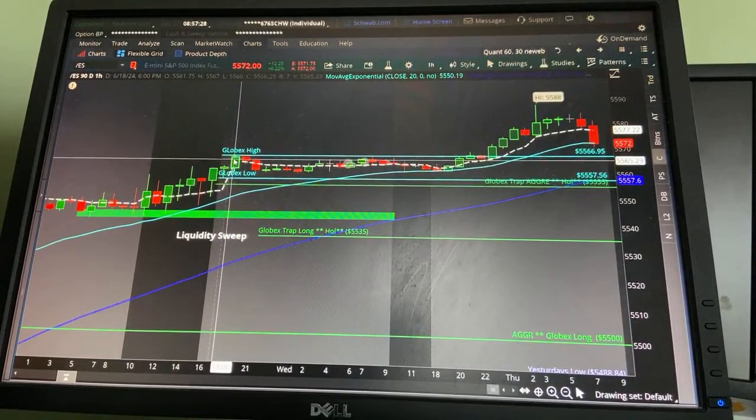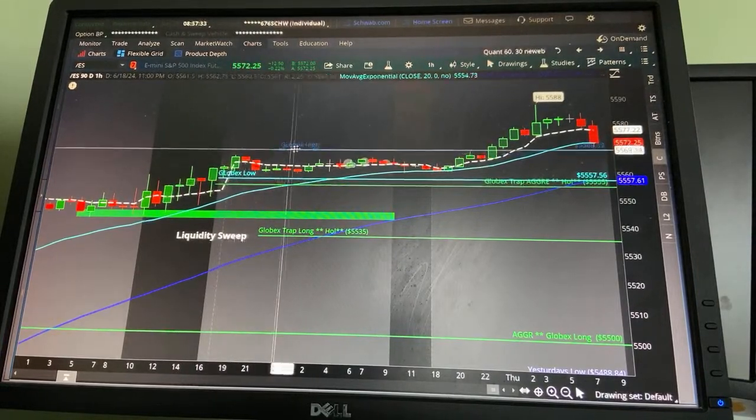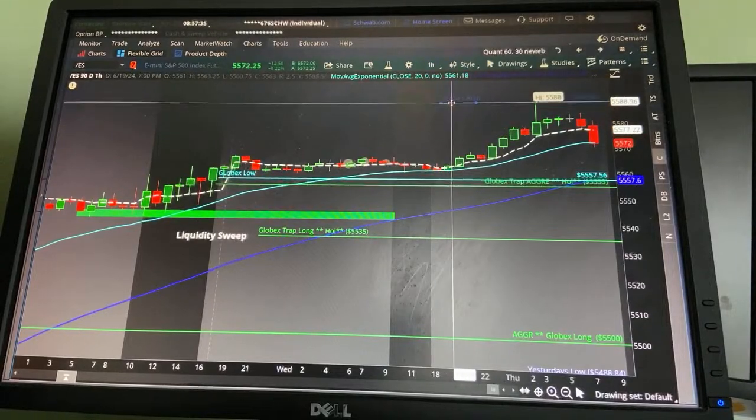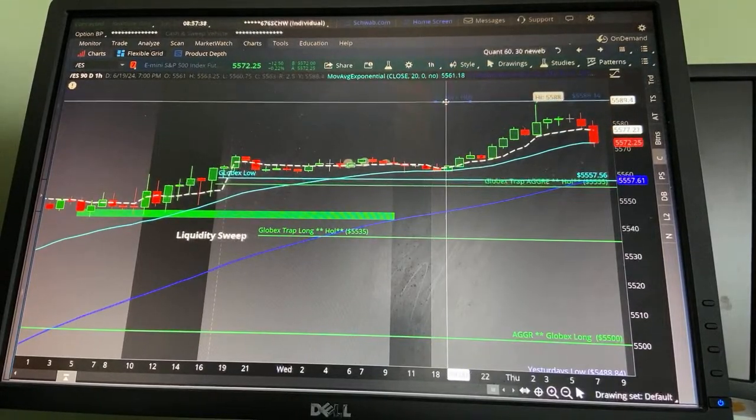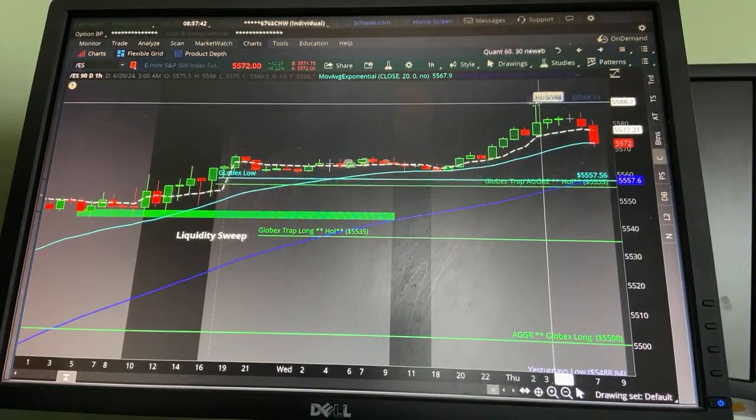Okay, it's a futures trade setup. I'm just going to go quickly and long story short here because I don't have time to teach it all in one little mini lesson. But we want to map out what's called the Globex or the overnight high.